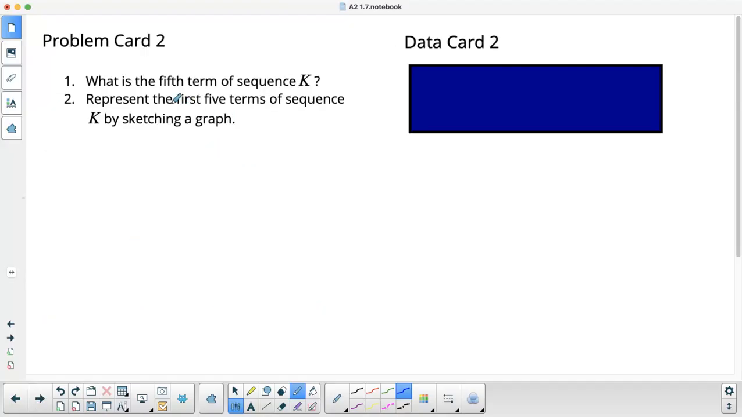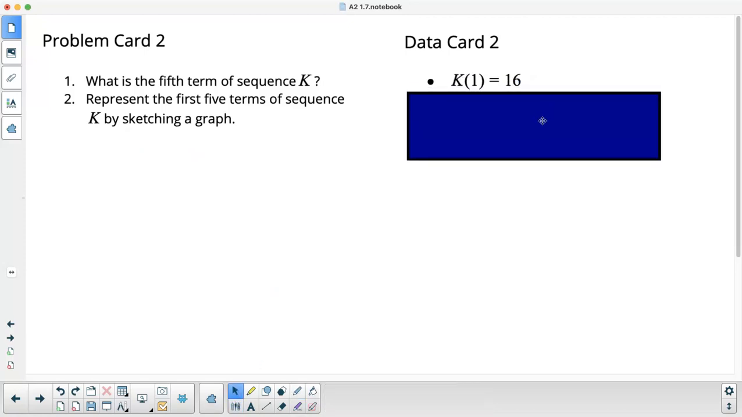So the next one, what is the 5th term of sequence K? Represent the first 5 terms of sequence K by sketching a graph. Okay, well, I'm going to say, do you know the first term of this sequence? That's probably my first thing that I'm going to ask. Do you know the first term? And they're going to say, yes, I do. I do know the first term. It's 16. So that's helpful.